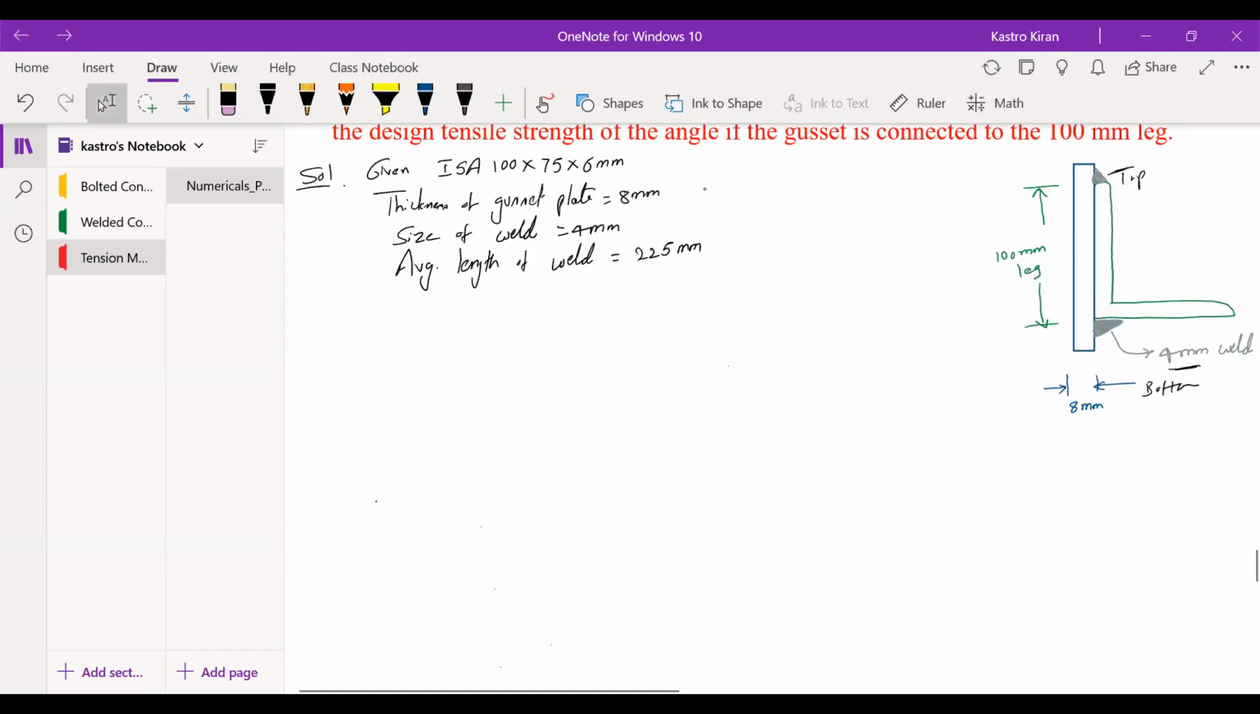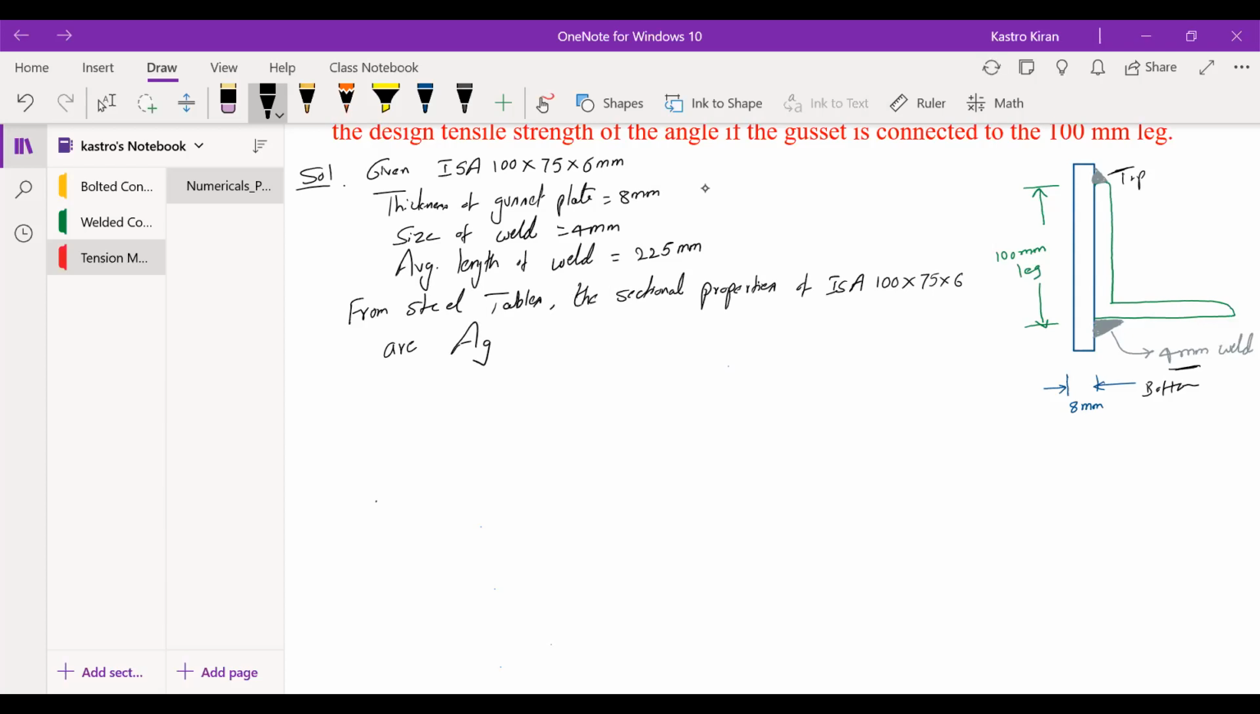Fine. So from the Steel Tables book, the sectional properties of ISA 175 by 6. If you refer to the steel tables book and find the sectional properties of ISA 175 by 6 mm, first we'll be talking about the area, which is the gross area.